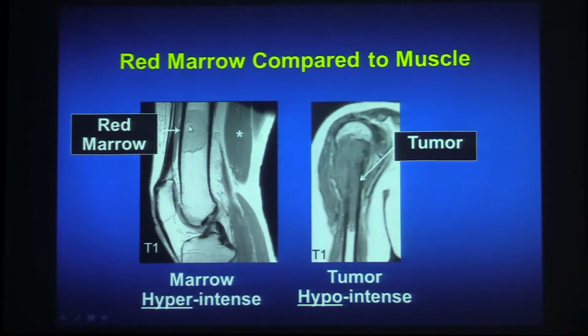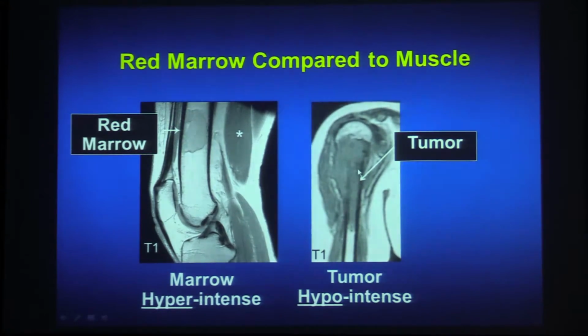So here we have another patient who has red marrow in the diaphysis of their femur. This is a T1 weighted image. And the first step is to compare it to muscle. And you can see that it's brighter than muscle. It's hyperintense compared to muscle. So that's a good hint that we're looking at red marrow. It's brighter because the red marrow includes some fat within it.